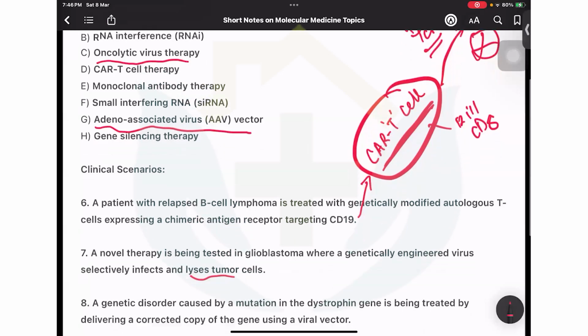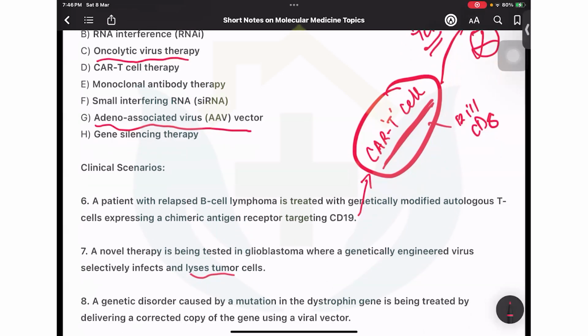We will see. A genetic disorder caused by mutation in the dystrophin gene is being treated by delivering a corrected copy of the gene. This is not adenovirus, because adenovirus infects so many organ systems. When an adenoviral infection occurs, the liver gets involved, kidney gets involved, eyes get involved, every tissue gets involved.